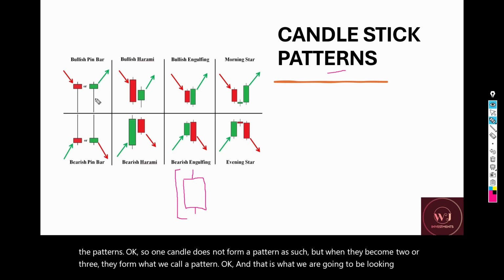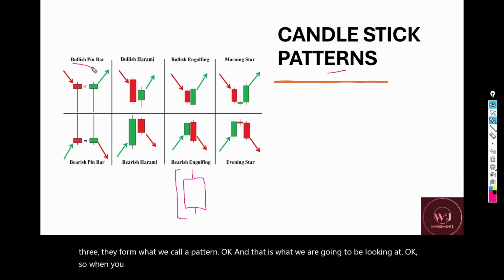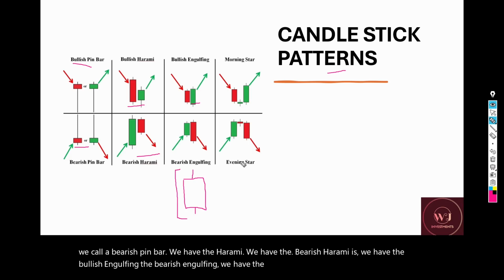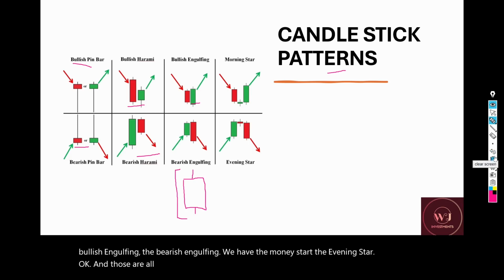So when you look here, for example, we have what we call the bullish pin bar, then we have the bearish pin bar, we have the haramis, the bearish haramis, we have the bullish engulfing, the bearish engulfing, we have the morning star, the evening star patterns. Those are all different candlestick patterns.